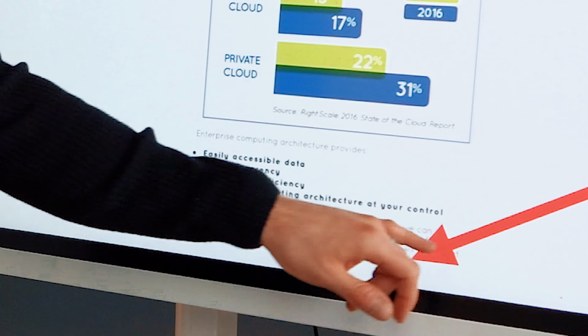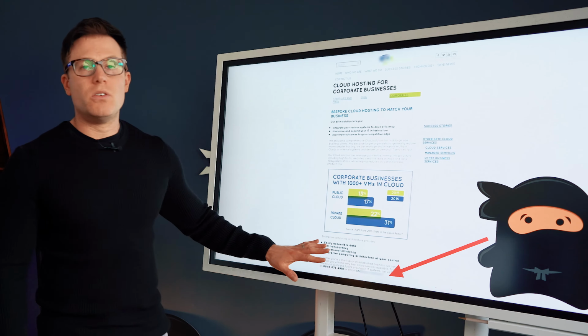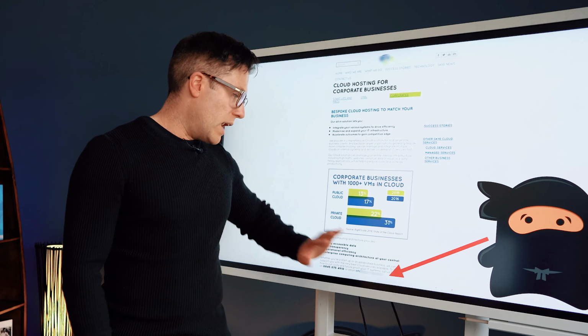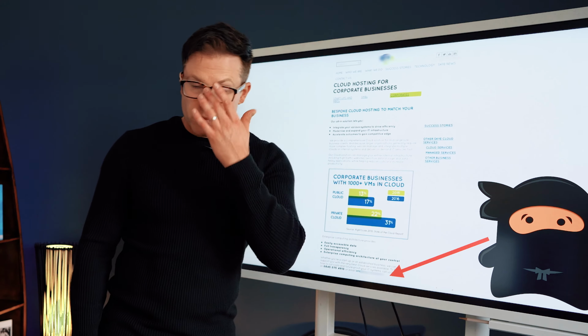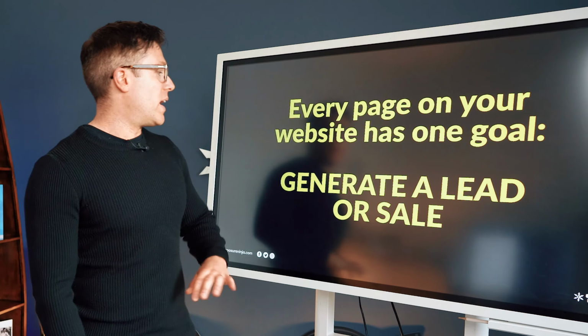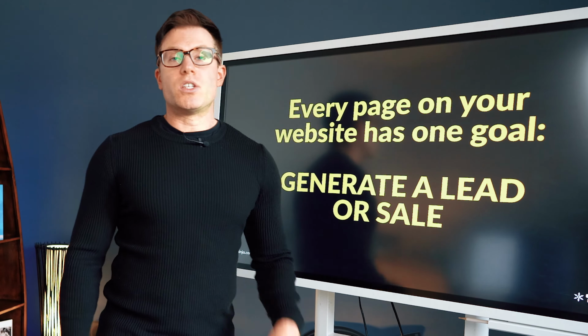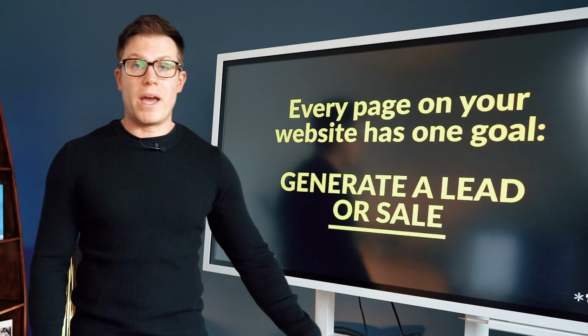So it says, whether you're a startup or established business, we can support you with the very best blah, blah, blah. To find out how to cut costs and future-proof your IT systems, call us on or email that. Completely useless from a conversion rate perspective, an absolute disaster because they've put it at the bottom of the page, no perceived value. Remember that every single page on your site has one clear goal, and that goal is to generate a lead or sale. So why would we put that call to action at the bottom of the page where people are not going to find it?